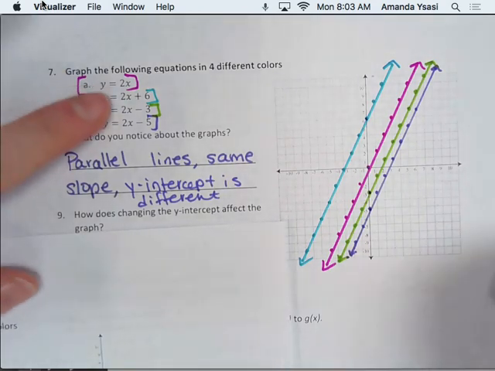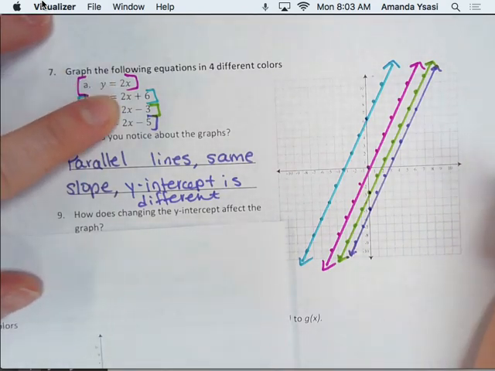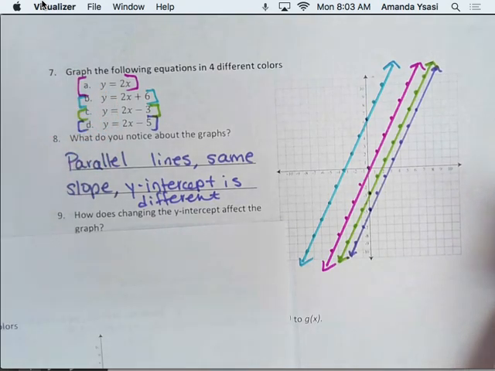So see how they all have that our slope m is 2? If your slope m is 2, then your lines will be parallel. They will never touch. The lines never touch because they're parallel.